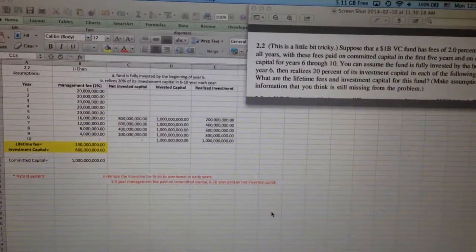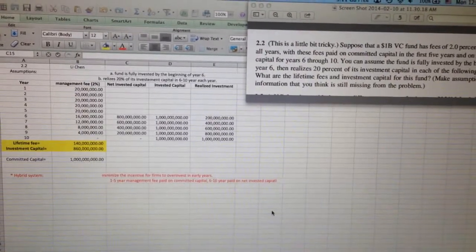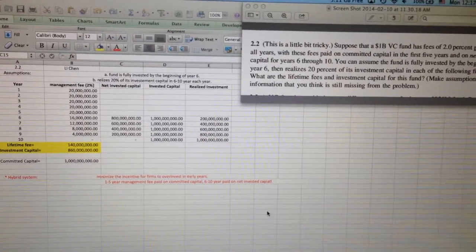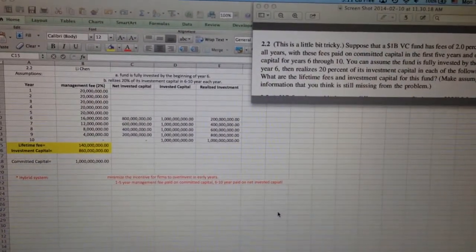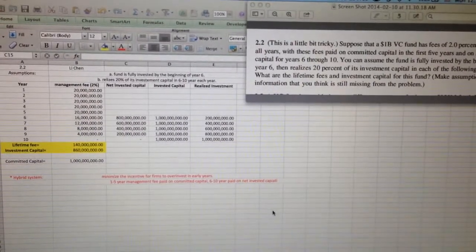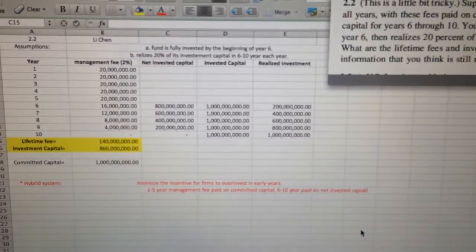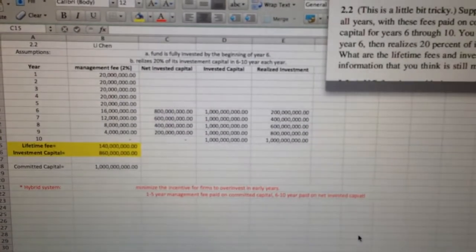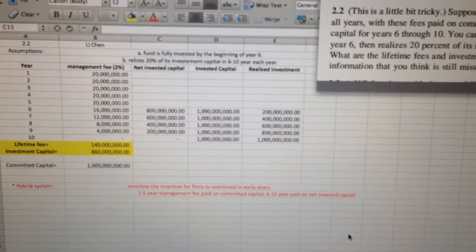The assumption of this exercise is that the fund is fully invested by the beginning of year 6, which means that the invested capital starting from year 6 is the $1 billion in total. And the second assumption is that 20% of the investment capital is realized each year from year 6 to 10. The answer to this question is shown in this Excel sheet, and I've highlighted the final answer, which is 140 million of lifetime fee and 860 million of investment capital.